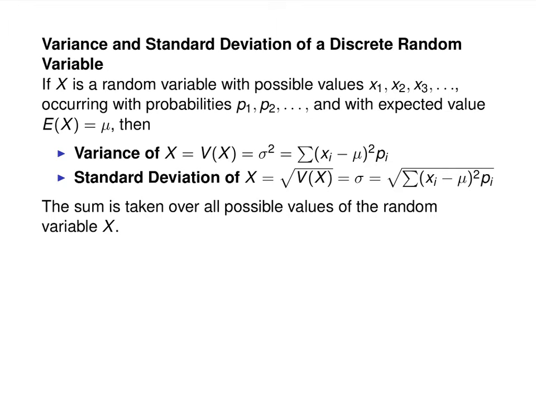So here are the formulas for the variance and standard deviation. And remember that the relationship here is that the square root of the variance of random variable x is equal to the standard deviation of that random variable x. Now, to find the variance of x, you sum up the differences of the x's minus the mean, squared, times the corresponding probability. And then to find the standard deviation, you just take the square root of that result. And just note the sum is taken over all possible values of the random variable x.